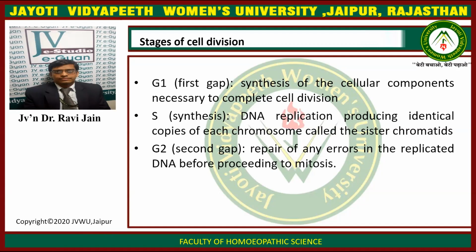In the first stage, G1, there is the synthesis of cellular components that are necessary to complete the cell division. S phase is the synthesis phase, where DNA replication produces identical copies of each chromosome, called the sister chromatids. G2 is the second gap, the repair of any error in the replicated DNA before proceeding into mitosis.